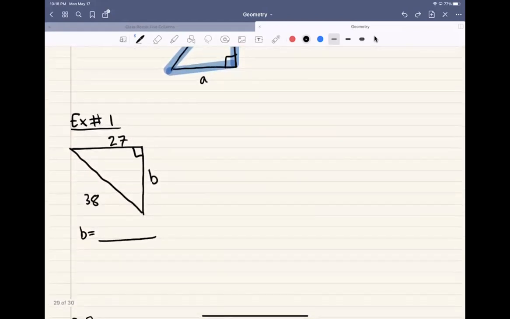Example 1, it just says you have a right triangle and it says find b. Okay, it's not written down, but we have find b. All right, so this is b. And then since this is the long side opposite the right angle, this is c and this is a. Remember, the Pythagorean theorem says a squared plus b squared is equal to c squared, okay?